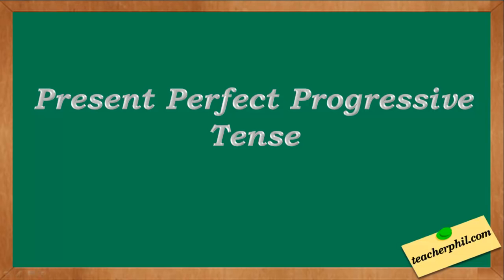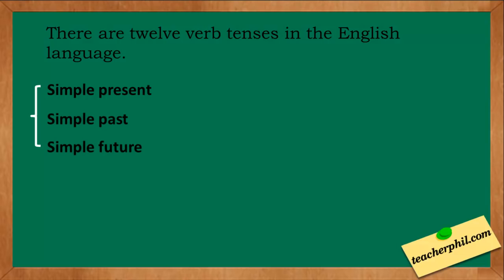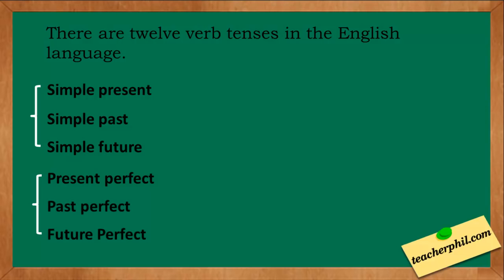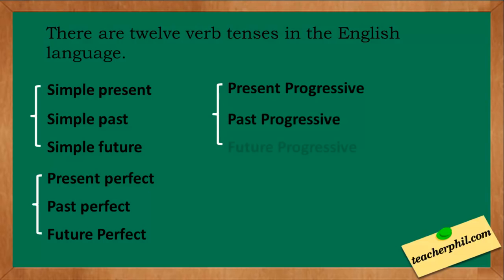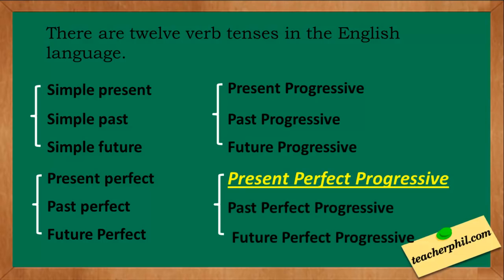Present perfect progressive tense. There are 12 verb tenses in the English language. These are the simple present, simple past, simple future, present perfect, past perfect, future perfect, present progressive, past progressive, future progressive, present perfect progressive, past perfect progressive, and future perfect progressive. This lesson will talk about present perfect progressive.